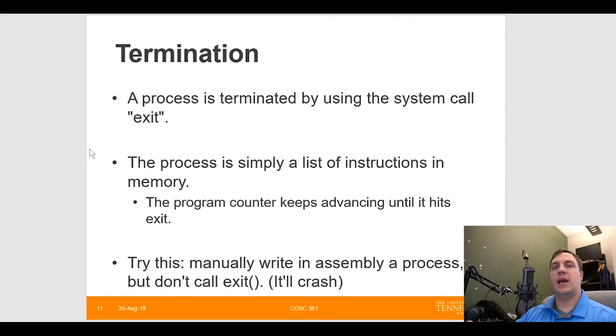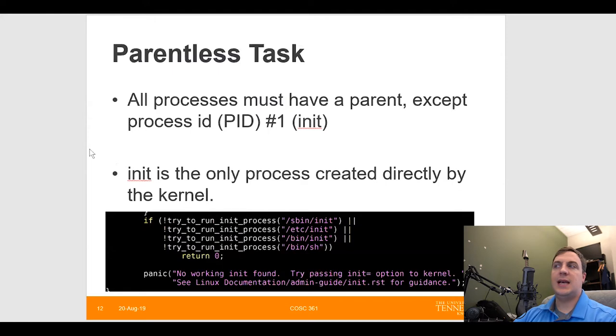Now there are other things that have to occur, because it depends on whether it's a child, depends on whether it's a group, and it has to send signals to the parent that says, hey, look, the child just died. So a parentless task is something that could occur. So remember, init, process ID number one, is the only process, and I showed you a snippet of code down here, where init is actually the only process that is called by the kernel. After that, init spawns everything else off. All your shells, all of your system programs, things like that are spawned by init.